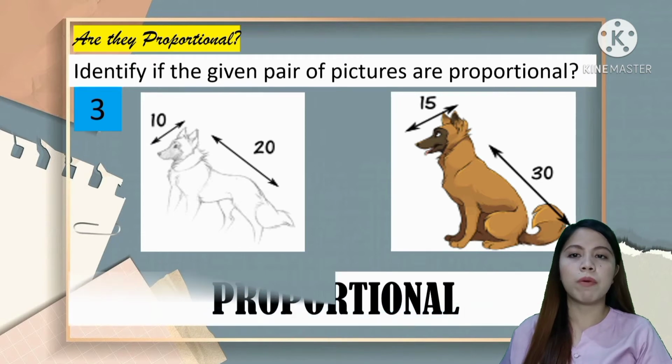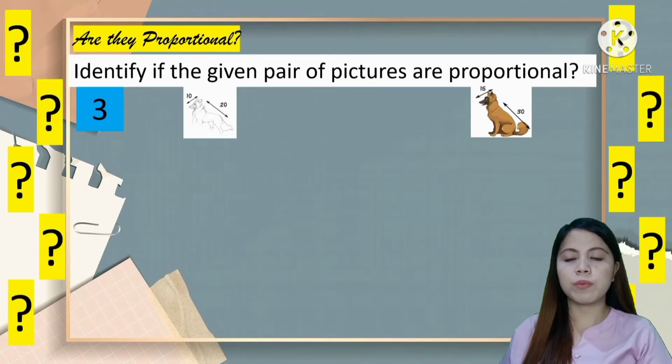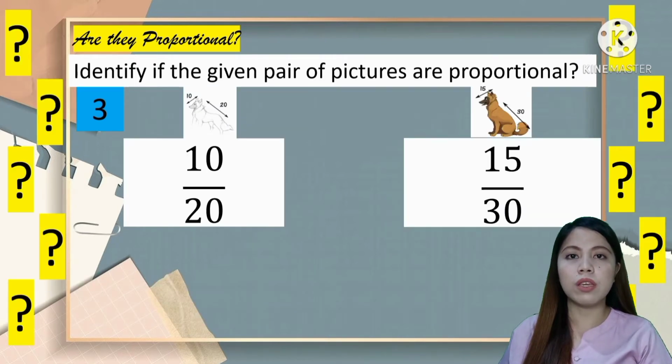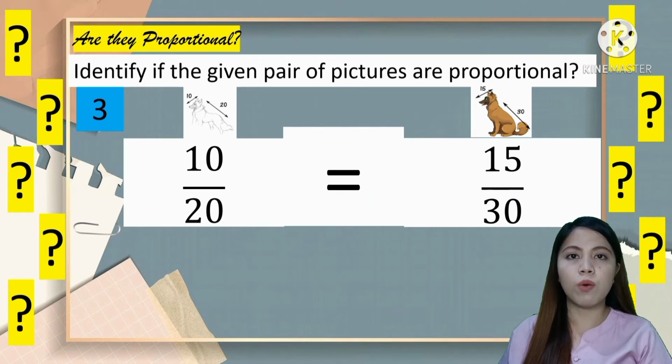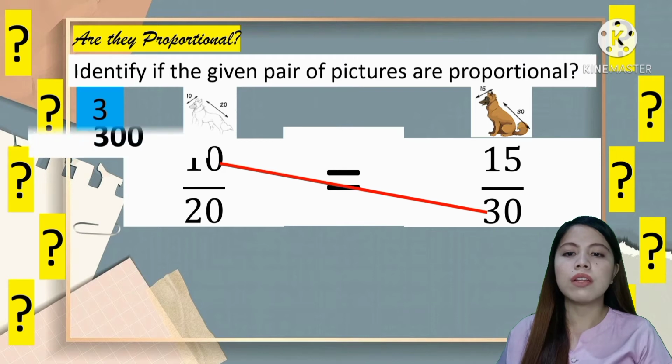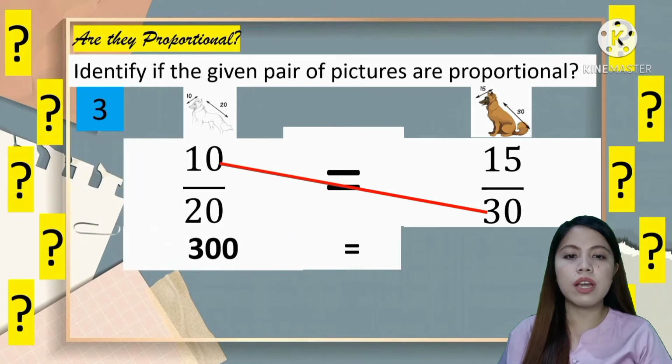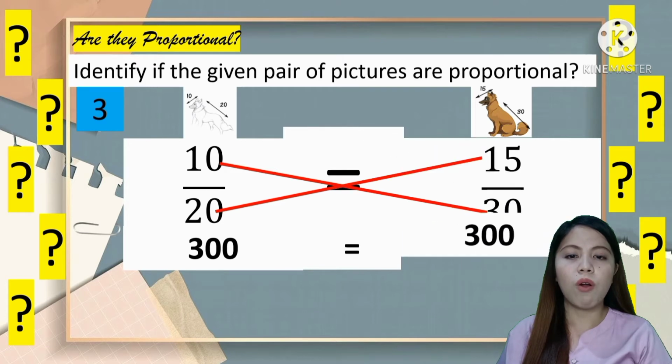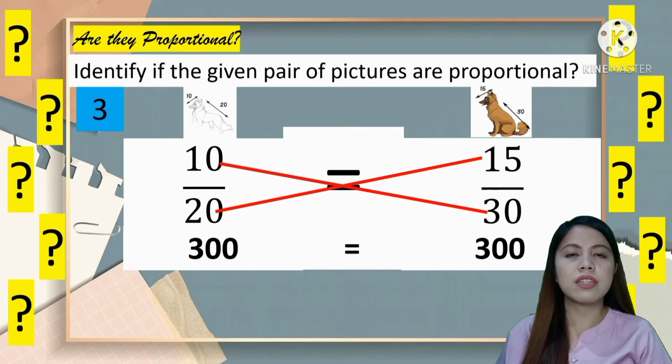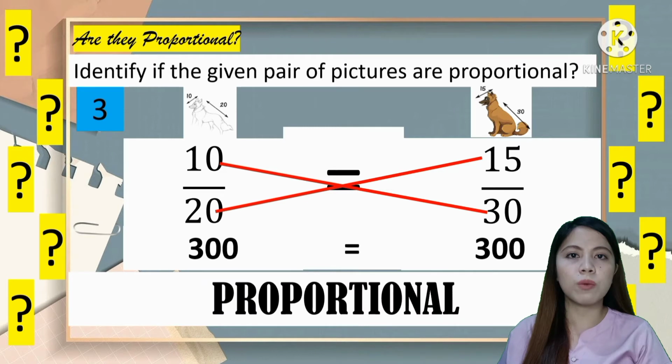Yes, they are proportional. Let us check. 10/20 is equal to 15/30. Let us use cross multiplication method. 10 times 30 is 300 and 20 times 15 is also 300. Since they are equal, 300 is equal to 300, the given pair of pictures are proportional.